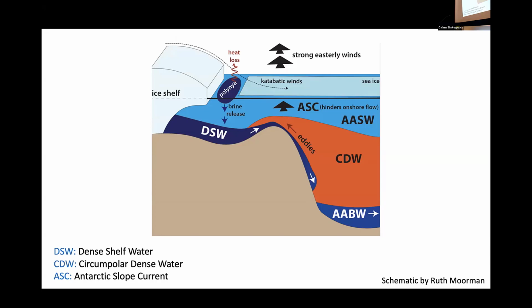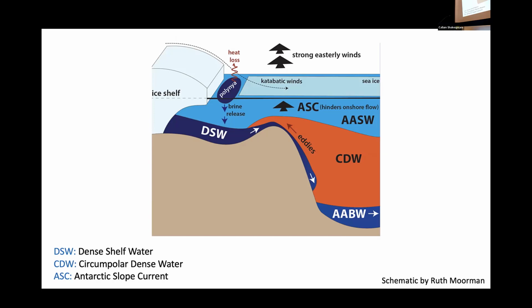So we have dense shelf water formation. Strong winds blow sea ice away from the coast, forming polynyas, open areas in the sea ice. You get large heat loss from the ocean, brine release as sea ice forms, and dense shelf water formation, which overflows to form Antarctic bottom water. Sitting off the shelf, we have this warm circumpolar deep water. I'll try not to do too many acronyms through the talk, but these two might be worth remembering.